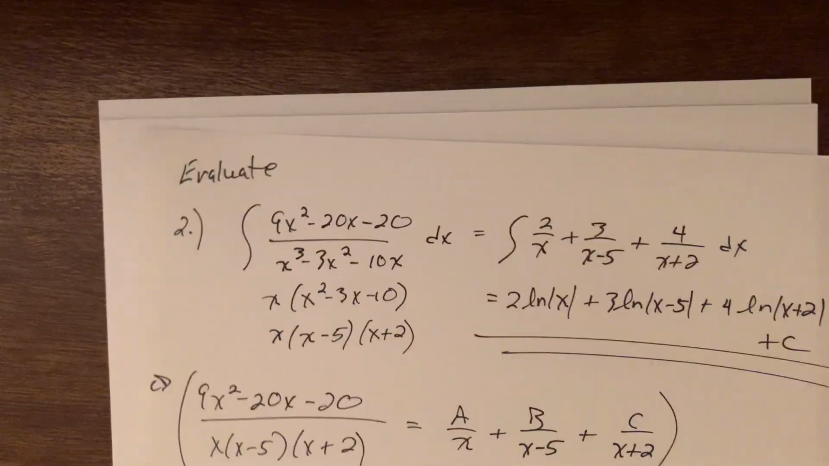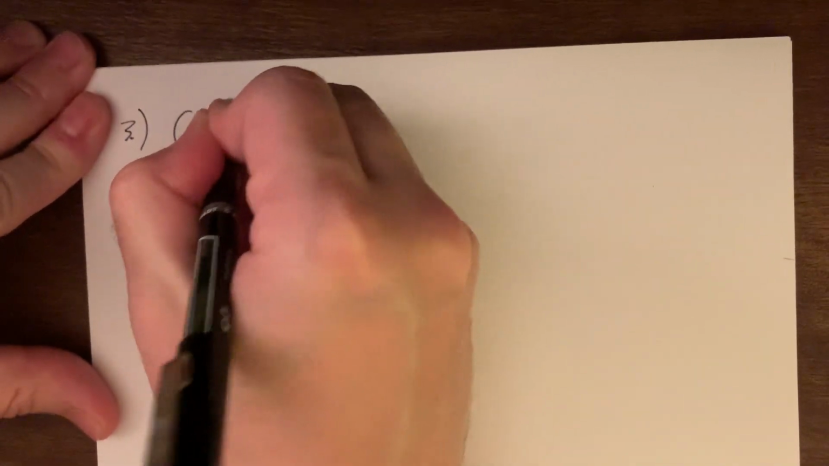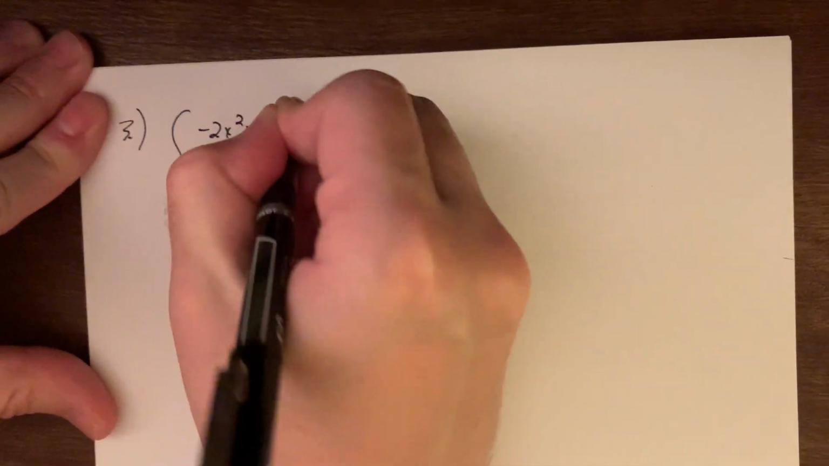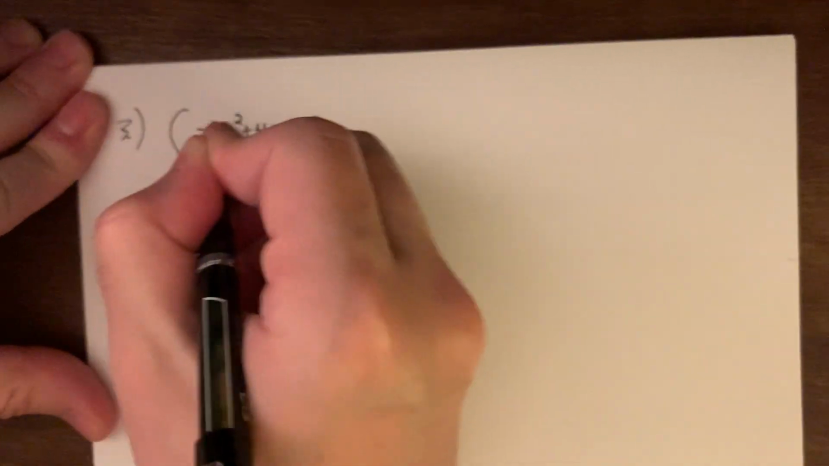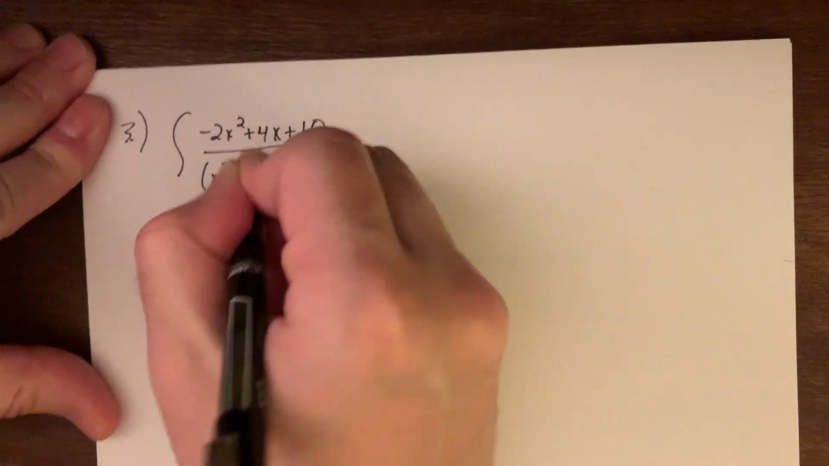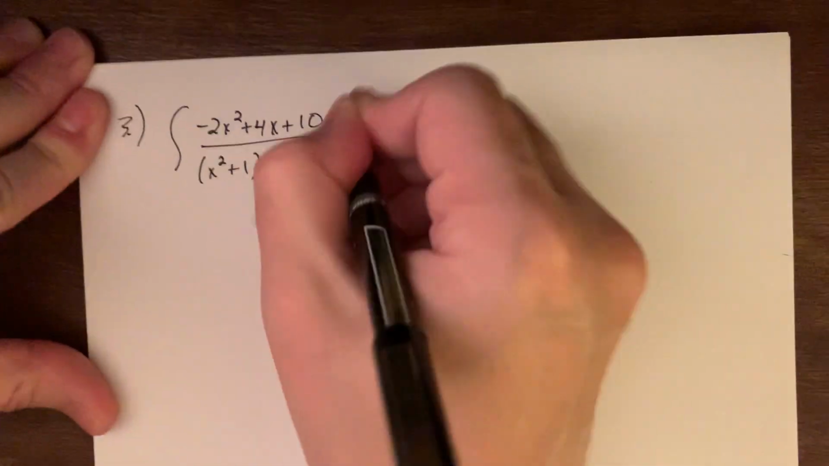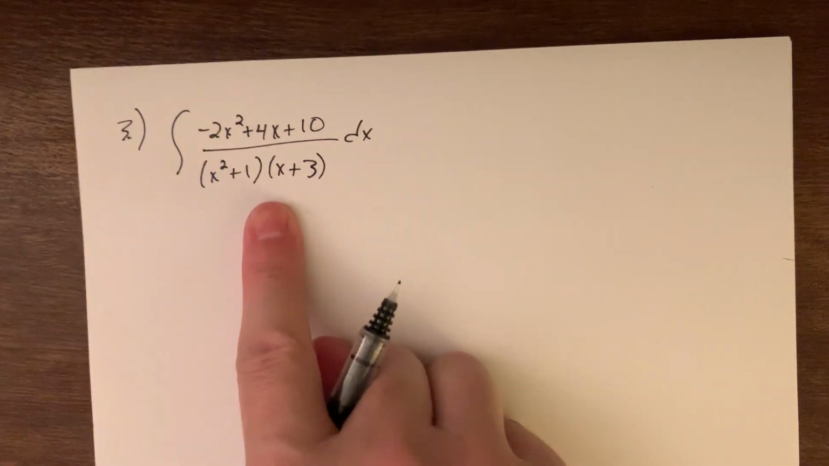But now let's move into another one. Let's now look at problem number, we'll call this one number 3. Integral of minus 2x squared plus 4x plus 10 all over the quantity x squared plus 1 times the quantity x plus 3.